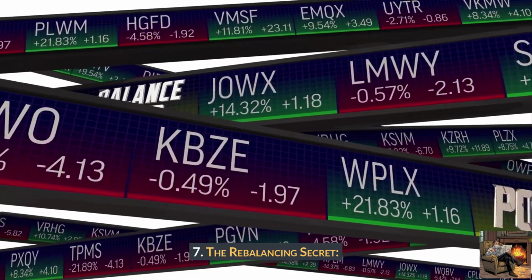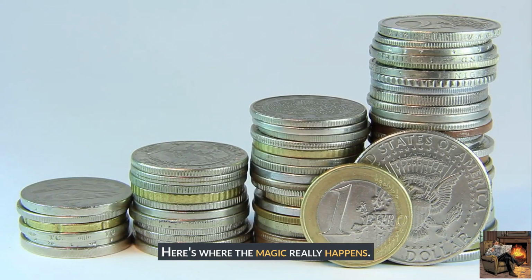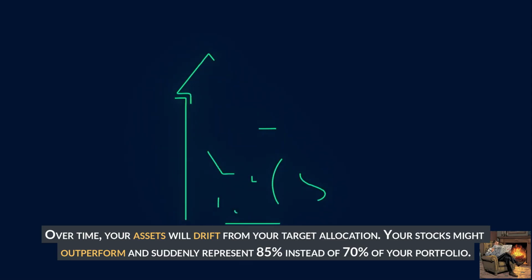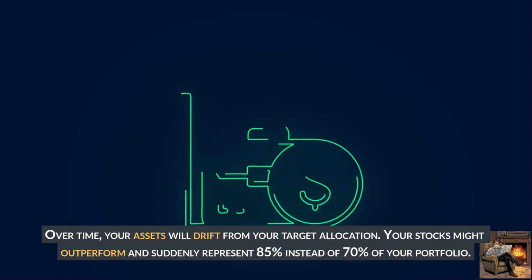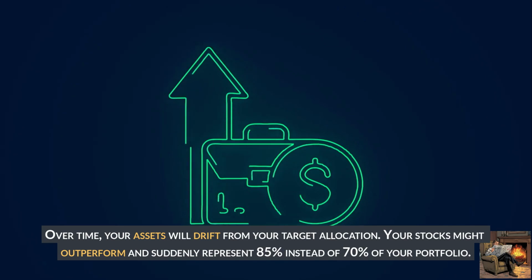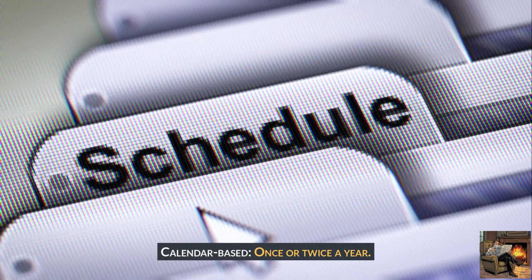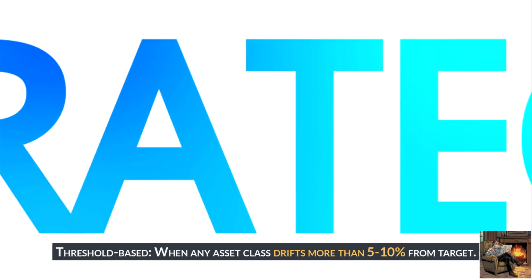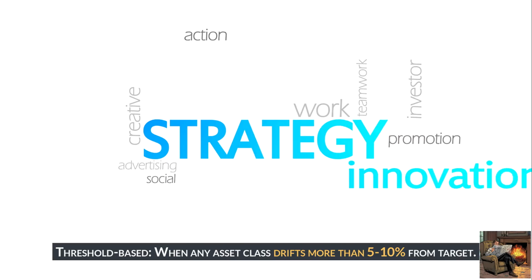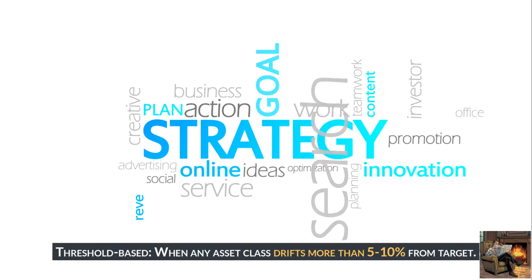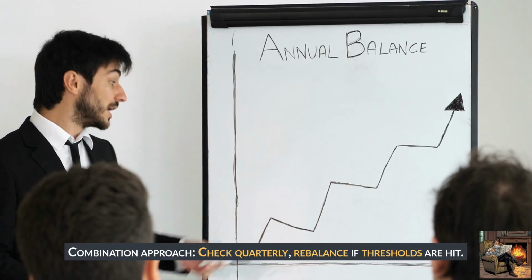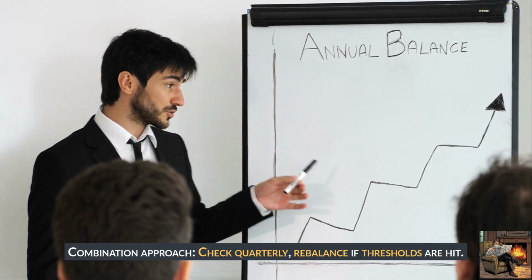7. The rebalancing secret. Here's where the magic really happens. Over time, your assets will drift from your target allocation. Your stocks might outperform and suddenly represent 85% instead of 70% of your portfolio. When to rebalance? Calendar-based, once or twice a year. Threshold-based, when any asset class drifts more than 5–10% from target. Combination approach. Check quarterly, rebalance if thresholds are hit.